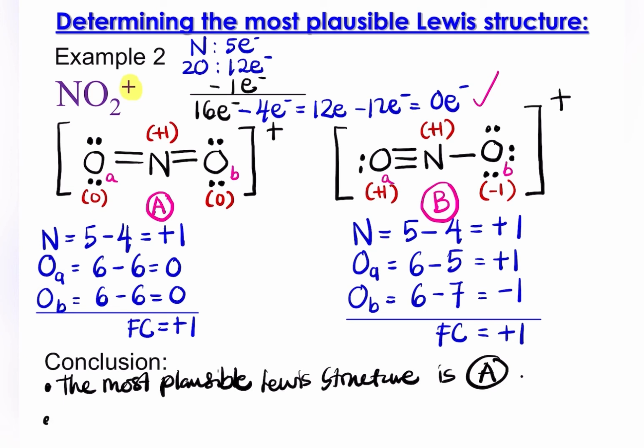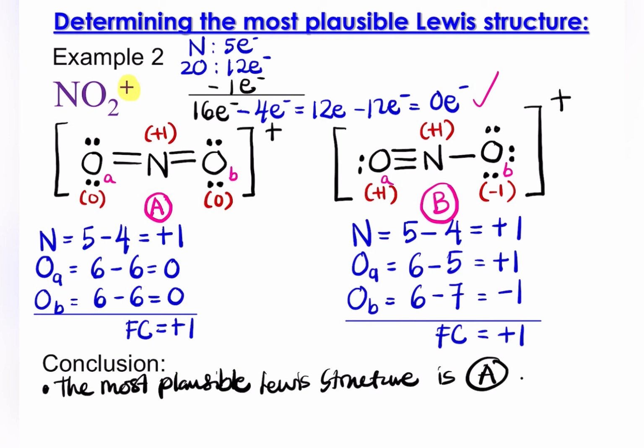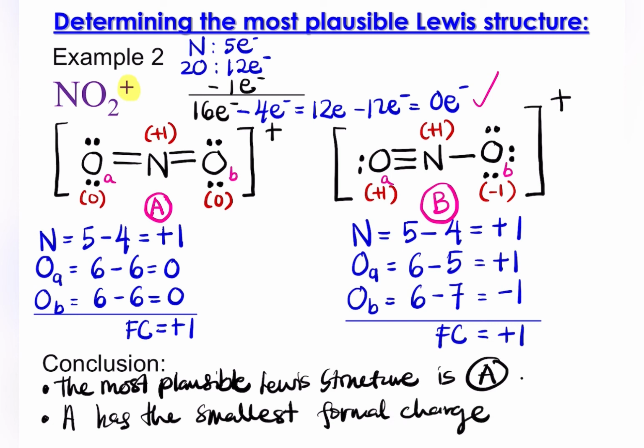And second point, you have to explain what is the reason. And for the second point, macam mana awak nak berikan reason? As you see here, the value for A lebih rendah dan mempunyai lebih banyak zero formal charge berbanding structure B. So that's why kita akan tulis second point as A has the smallest formal charge. So that is going to be your second point.